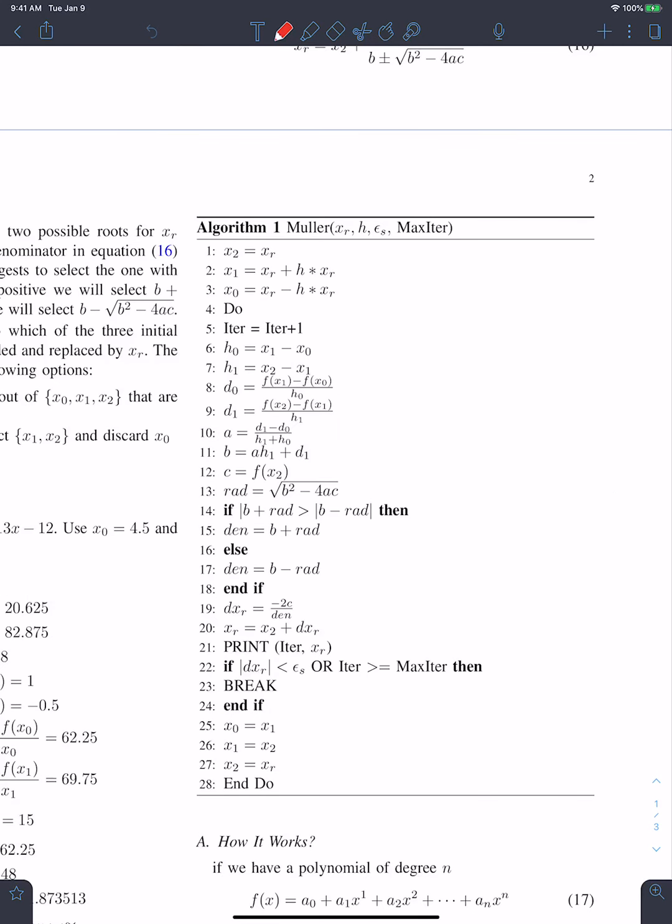Alright, so I made a small change there to print iteration. Also, there was a typo that was fixed here. So that's the new root. Once you have the new XR, the algorithm is written.